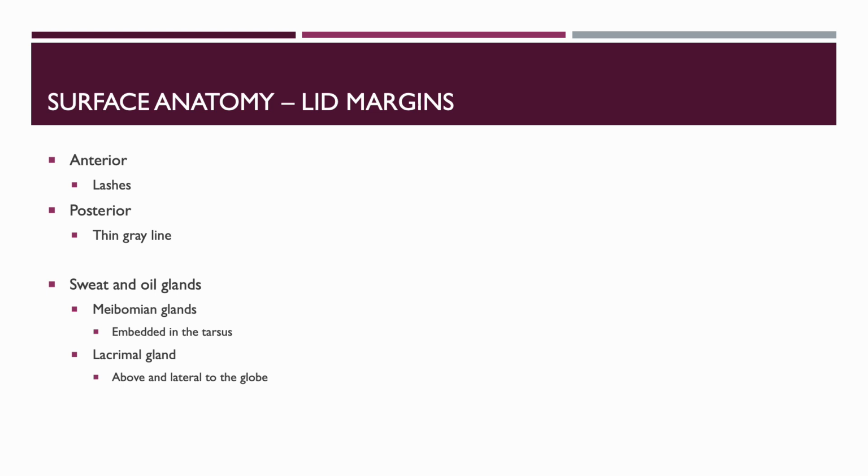Also visible on both lids are the tiny openings that are the orifices of the sweat and oil-secreting glands. The largest oil-secreting glands are the meibomian glands, which are embedded into the tarsus, or the posterior connective tissue substance of the lids. The lacrimal gland is located above and lateral to the globe. This gland produces tears which travel through the ducts and empty onto the conjunctival surface.